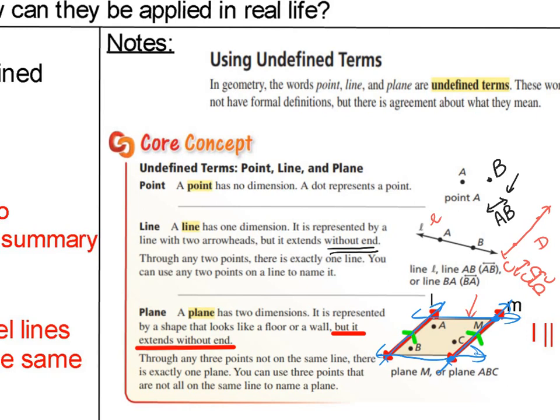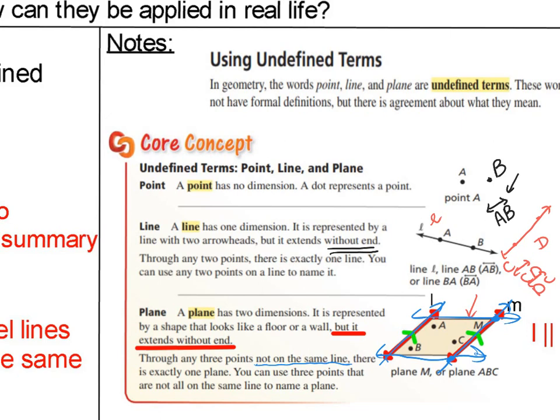It says through any 3 points not on the same line, and this is really important, not on the same line. I'm going to underline that. There is exactly 1 plane. You can use 3 points that are not on the same line to name a plane. And this is true with any 3 points not on the same line.